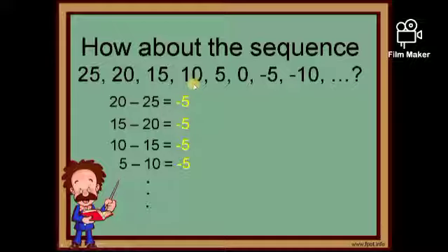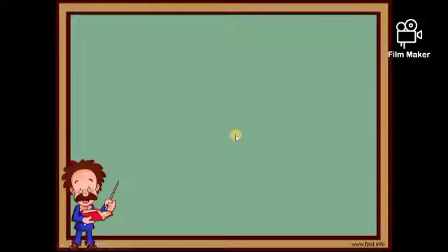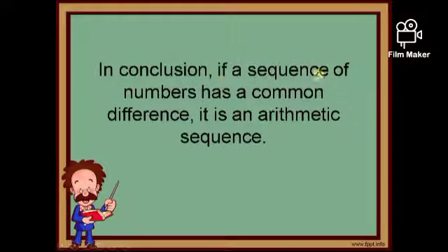Therefore, they have a constant difference, or a common difference. So if this sequence has a common difference, it is an arithmetic sequence having a common difference of negative 5. In conclusion, if a sequence of numbers has a common difference, it is an arithmetic sequence. Vice versa, if a sequence is arithmetic, it has a common difference.